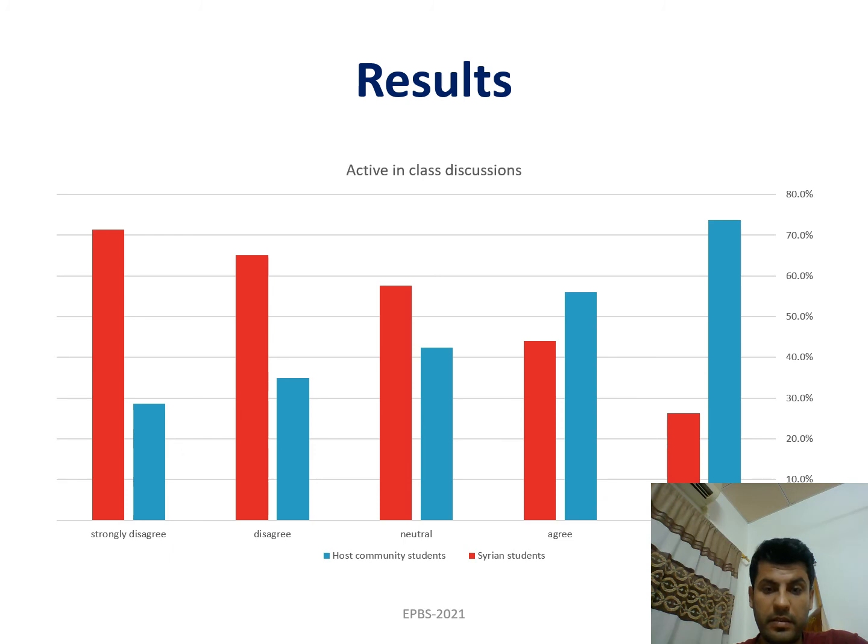This is the graph that shows which group is more active, and you can see that most of the refugee students are not active enough; the difference is somewhat big.